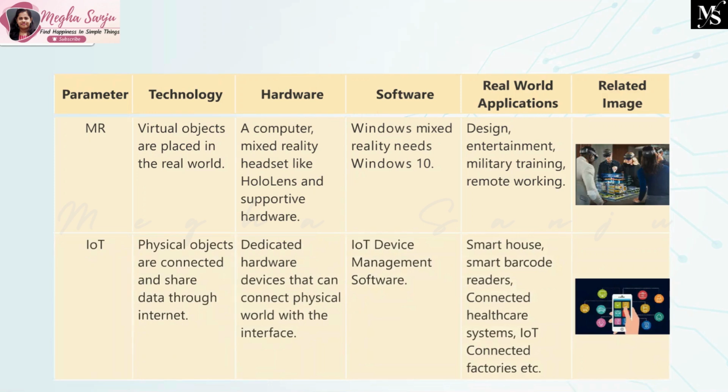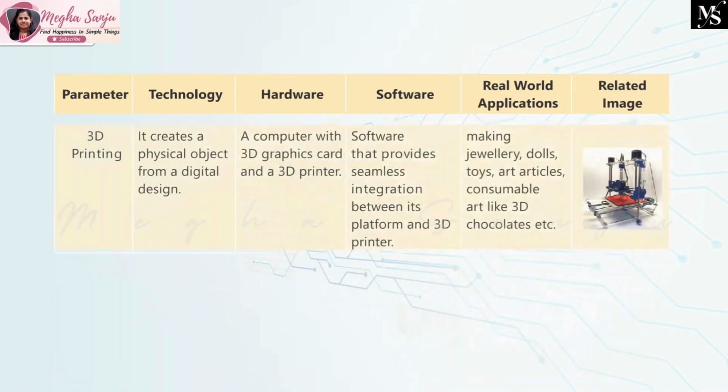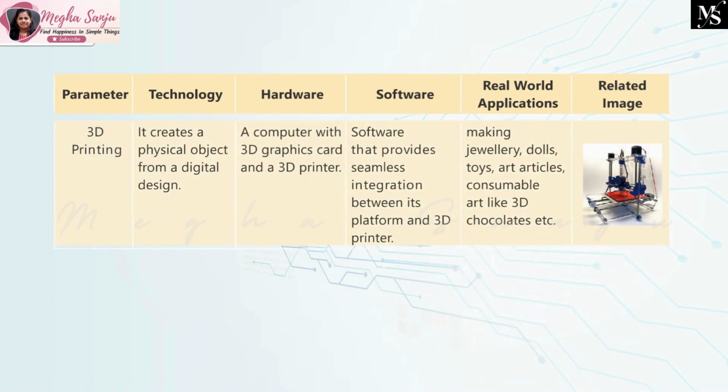IoT. Physical objects are connected and share data through the internet. Dedicated hardware devices that can connect the physical world with the interface. IoT device management software. Smart house, smart barcode readers, connected healthcare systems, IoT connected factories, etc. 3D printing. It creates a physical object from a digital design. A computer with a 3D graphics card and a 3D printer. Software that provides seamless integration between its platform and the 3D printer. Making jewelry, dolls, toys, art articles, consumable art like 3D chocolates, etc.